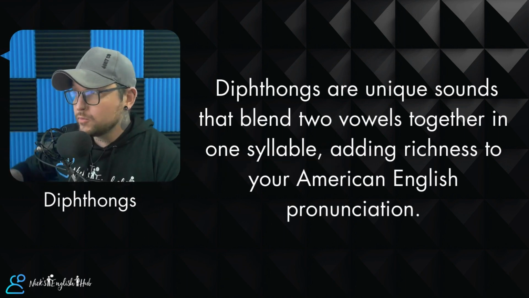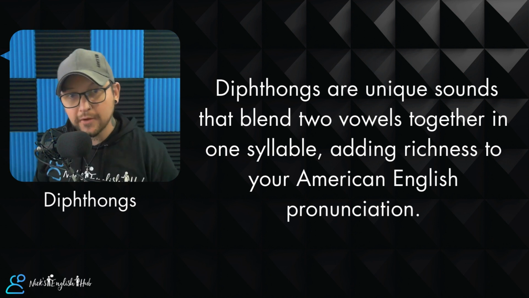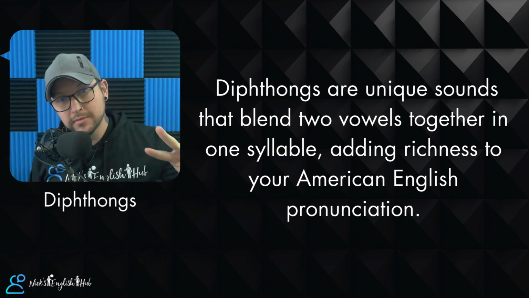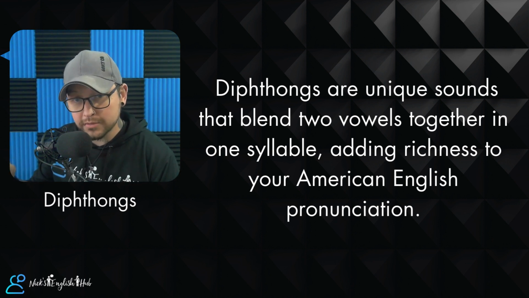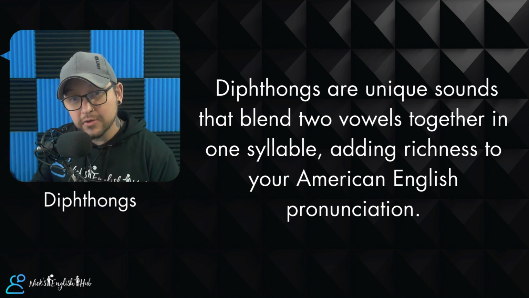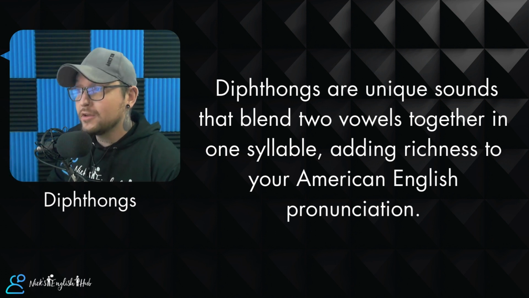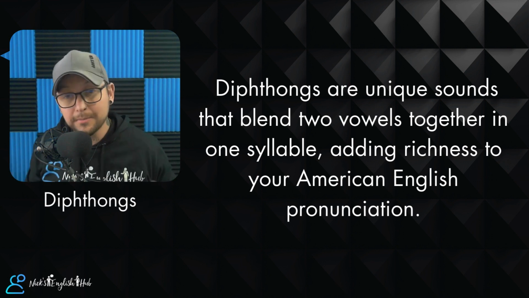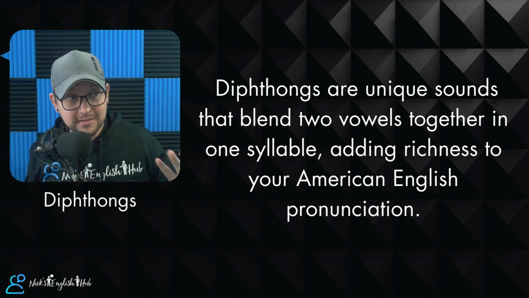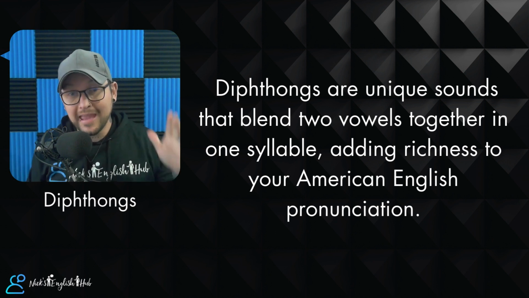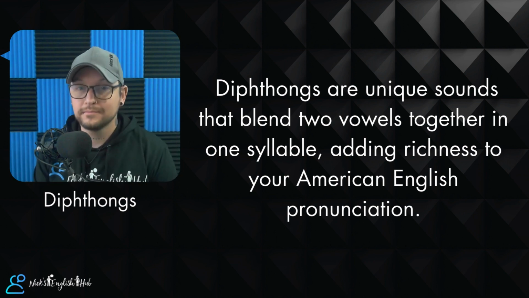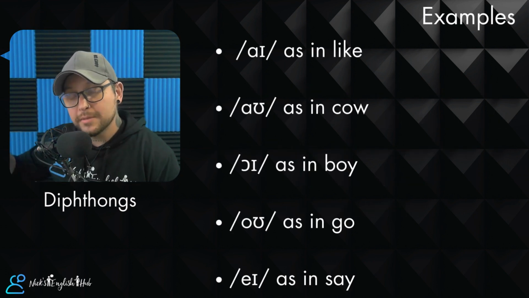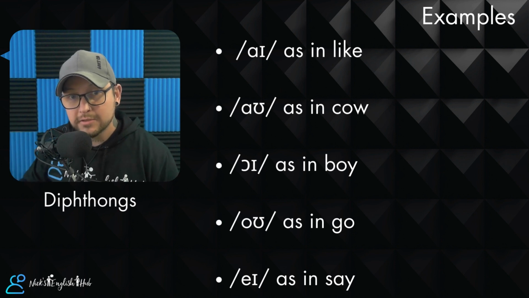So moving into diphthongs. Diphthongs meaning two sounds. Diphthongs are unique sounds that blend two vowels together in one syllable, adding richness to your American English pronunciation. Diphthongs are basically the same sounds that you make with the long vowels: A, I, O, U.